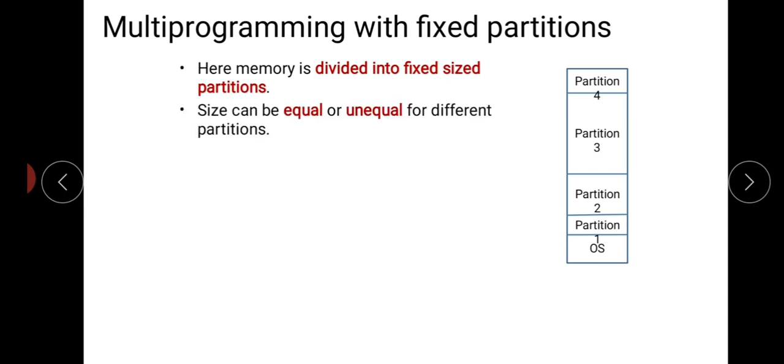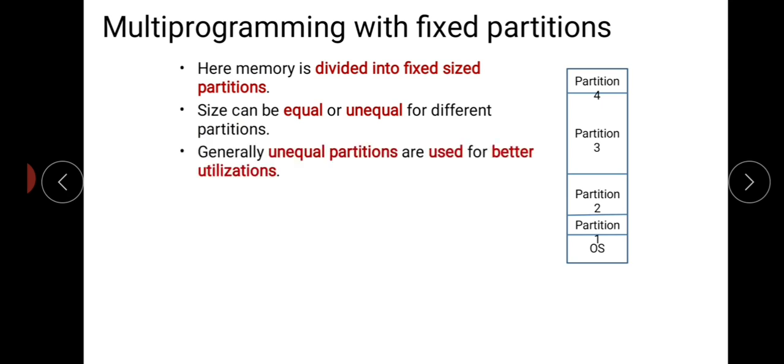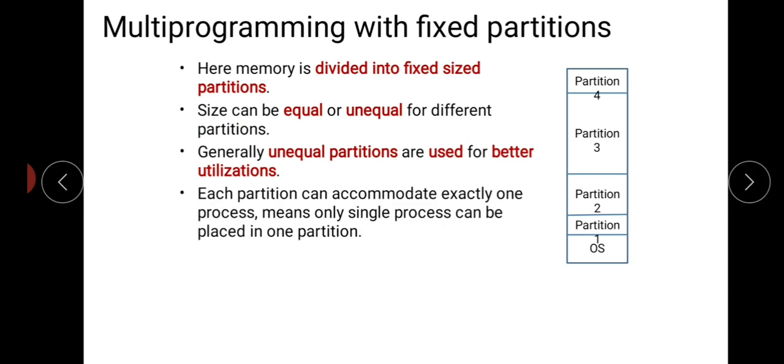The size of the partition can be equal or unequal for the different partitions. Generally, unequal partitions are used for better utilization. Each partition can accommodate exactly one process, meaning only a single process can be placed in one partition.